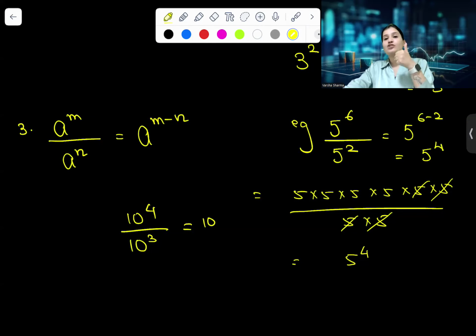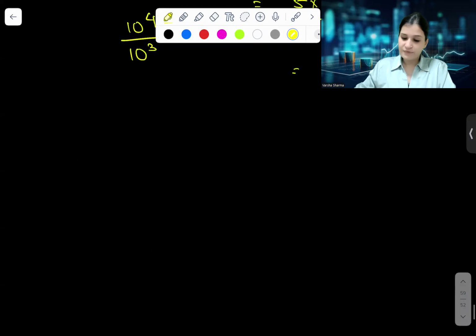So the first formula said anything raised to the power 0 will be 1. Same base multiply, powers are going to get added. Same base divide, powers are going to get subtracted. Clear? Any doubts? No, ma'am.